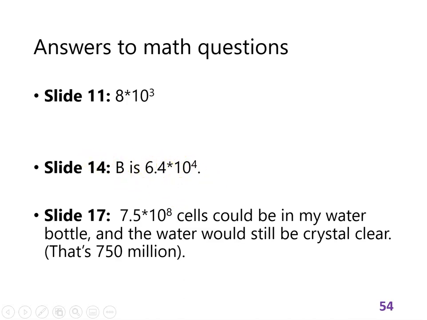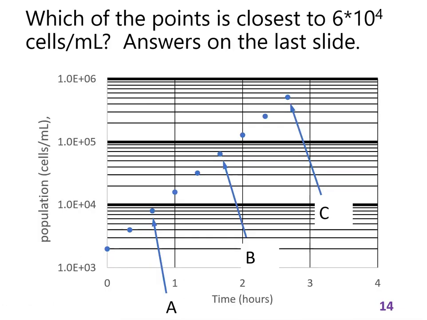Slide 14 is this one. So let's see. Which of these is closest to 6 times 10 to the fourth cells per milliliter? Okay, so this says population cells per milliliter. So we're just trying to figure out what point on this is closest to 6 times 10 to the fourth power, and then which of these dots is close to that. So how do we find 6 times 10 to the fourth?